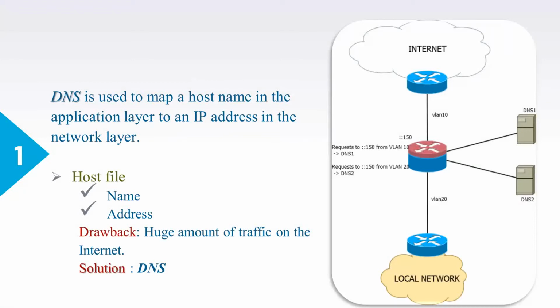Okay, what is DNS? DNS is a client-server application program, which is used to support other application programs. The main purpose of DNS is to map a host name in the application layer to an IP address in the network layer. So the DNS system just translates a name to an address.